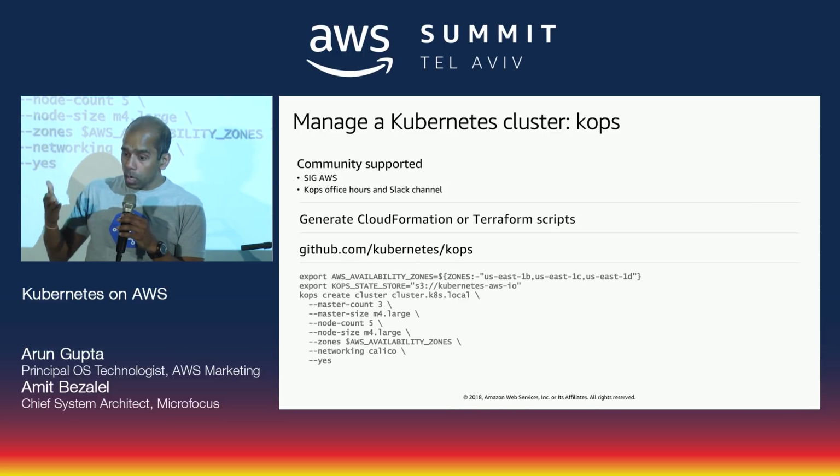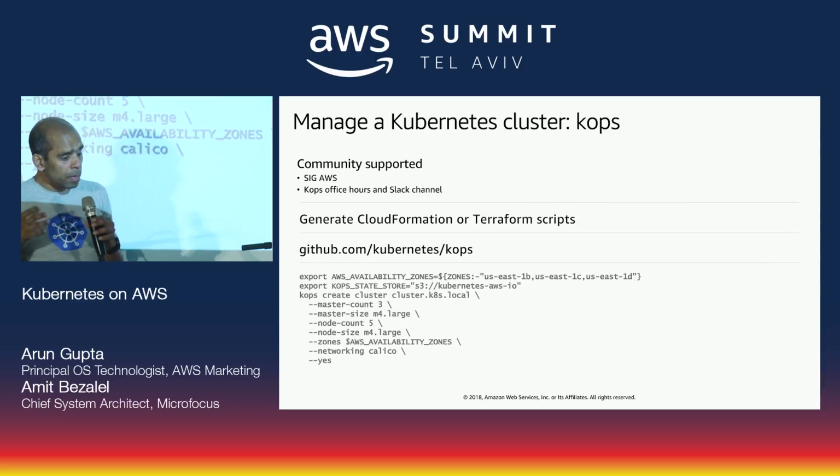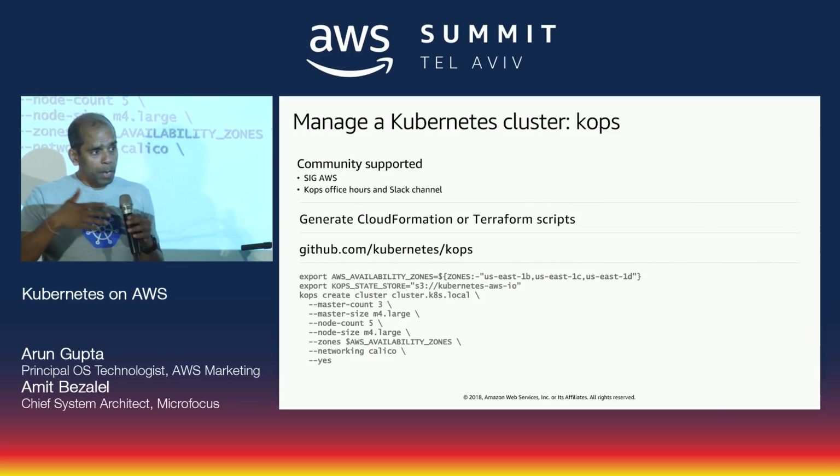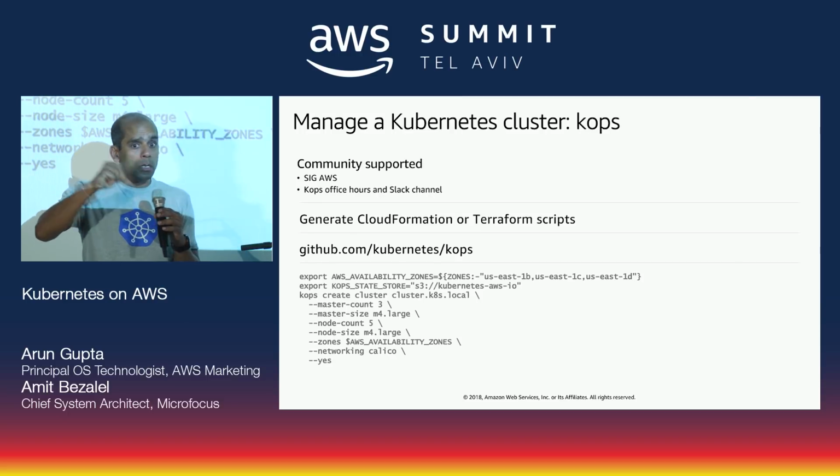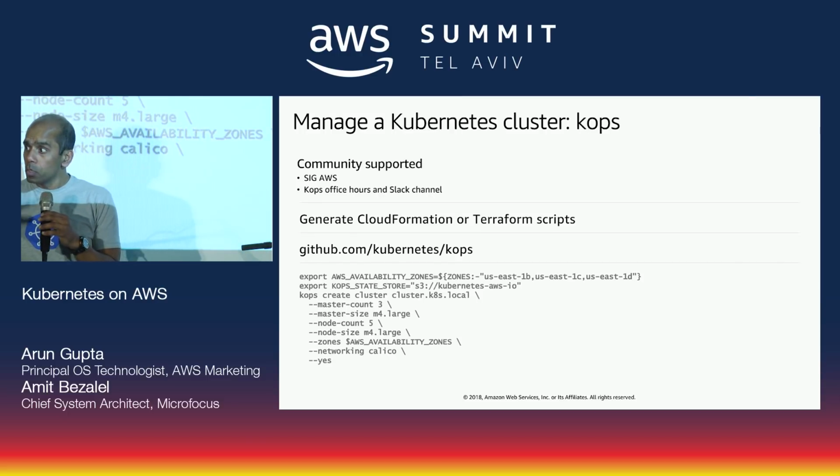So you always want to have an odd number of masters, 1, 3, or 5. And then the master size, what is the EC2 instance type? Similarly, the node count and the node instance type. So once you specify that, then it just creates a cluster for you.